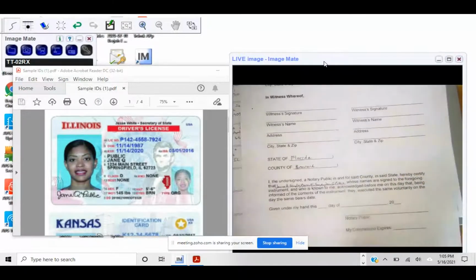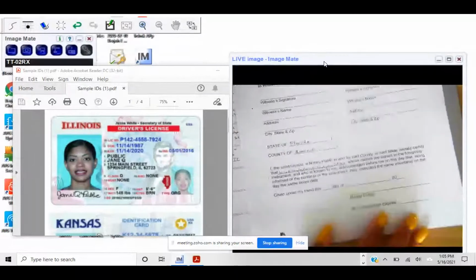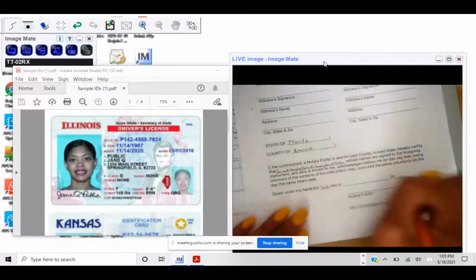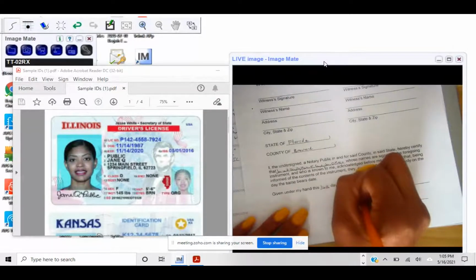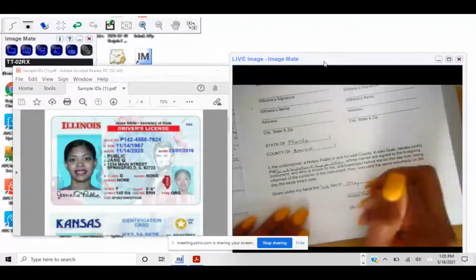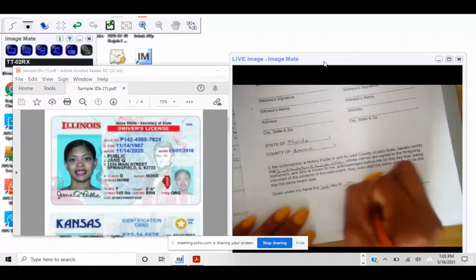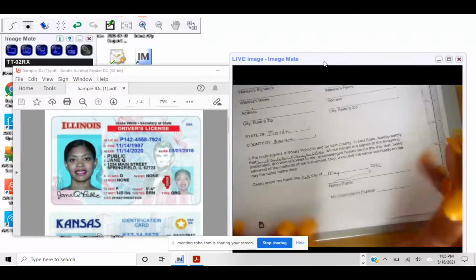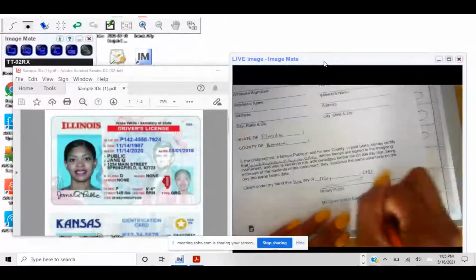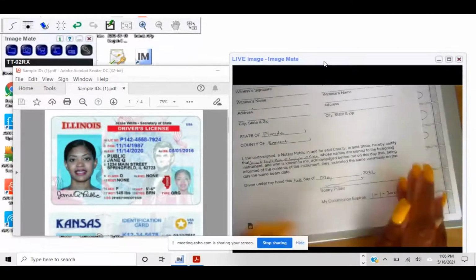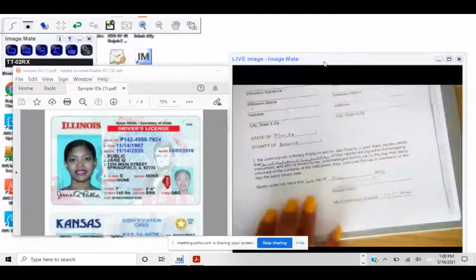Whew, I did it. So given under my hand this 16th day of May 21, Notary Public. Signed here. My commission expires, I'm just going to put 1/1/2024, and then you have plenty of space there to go ahead and stamp.